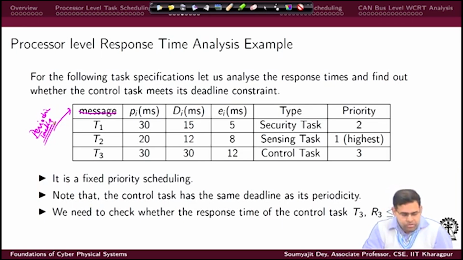So, these are fixed priority scheduling we are considering, and note that the priorities are with respect to the periods here. Now, note that the control task has the same deadline as its periodicity. Now, we need to check whether for this control task the deadline is greater than or equal to the response time value.